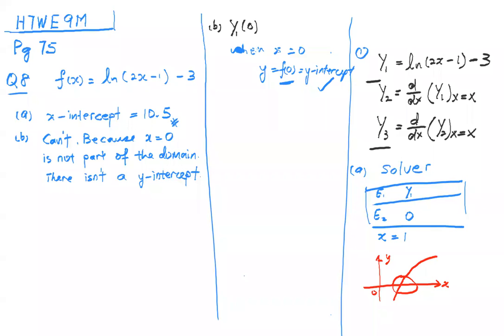Okay, part C. Find the domain. Whenever you see an ln function, whatever is in the ln must be greater than 0. So x must be greater than half. Therefore, the domain. In the exam, you can straight away write down the domain. All this working is not necessary. Are you clear? I write it down because I want to show how I get the domain.